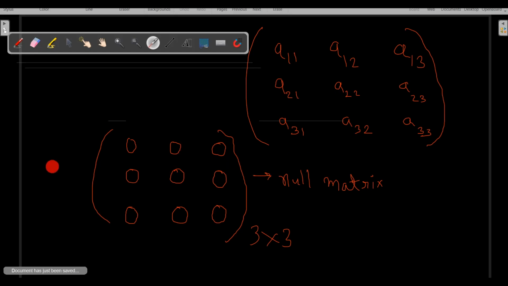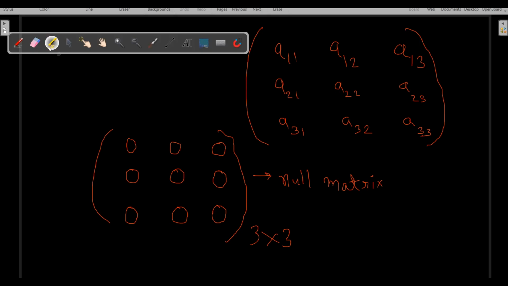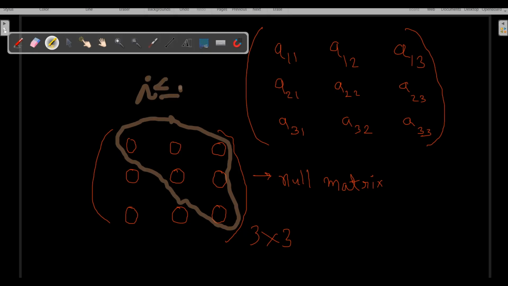In this particular figure, this element corresponds to a11, this element corresponds to a12, and so forth. There is a one-to-one correspondence between the elements. Now have a look. These elements, let me mark them with brown color. These elements satisfy the condition i is smaller than or equal to j.